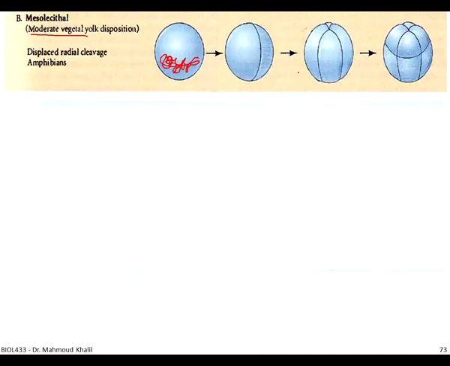So this will interfere with the horizontal furrow that occurs in order to convert the 4 blastomere stage into the 8 blastomere stage. This interference will lead to the shifting up of the horizontal cleavage furrow, leading to small blastomeres on top and larger blastomeres at the bottom. This is basically due to the distribution of the yolk. So in the mesolecithal egg, you can see that the radial cleavage in amphibians, the frogs for example, is displaced to the upper, less yolky areas.